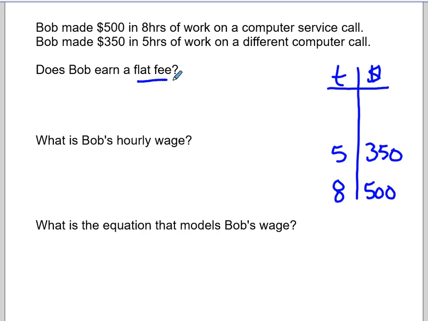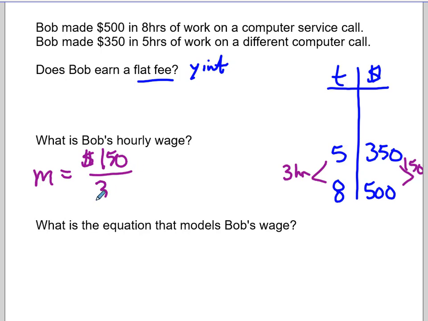Well, to figure out the flat fee, we need to know what our y-intercept is, so we need to work this problem backwards. What is Bob's hourly wage? Okay, we have enough information to do that. So if we work here, we have a change of 3 hours and a change of $150 in the dollar category. So the slope here would be a change of $150 over 3 hours, and we can reduce that to being just $50 an hour. Okay, so we have Bob's hourly wage.